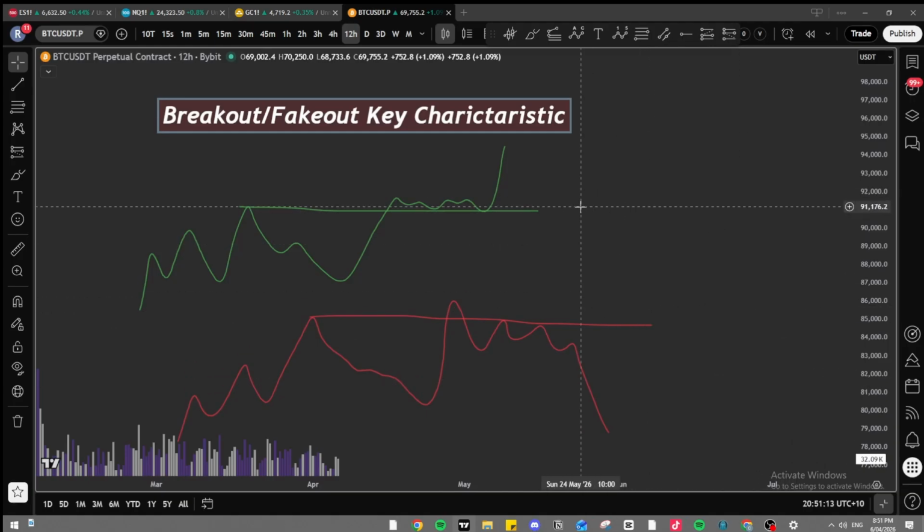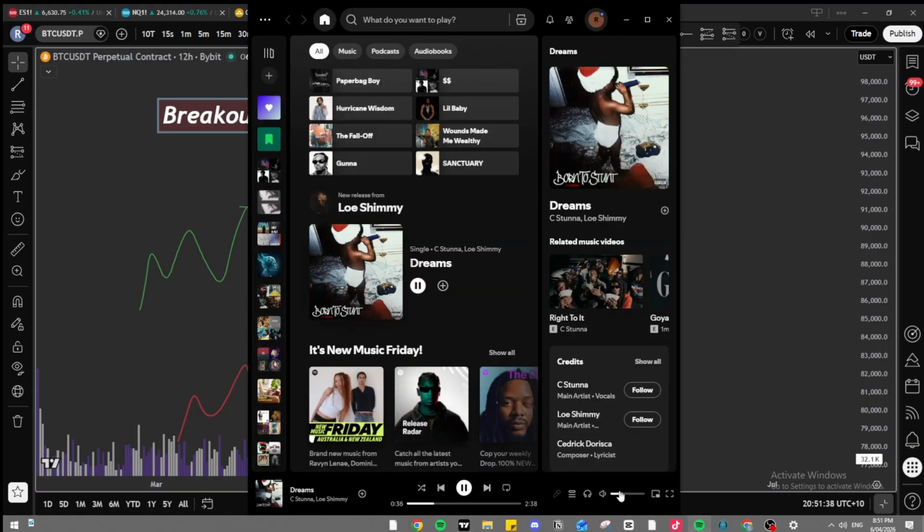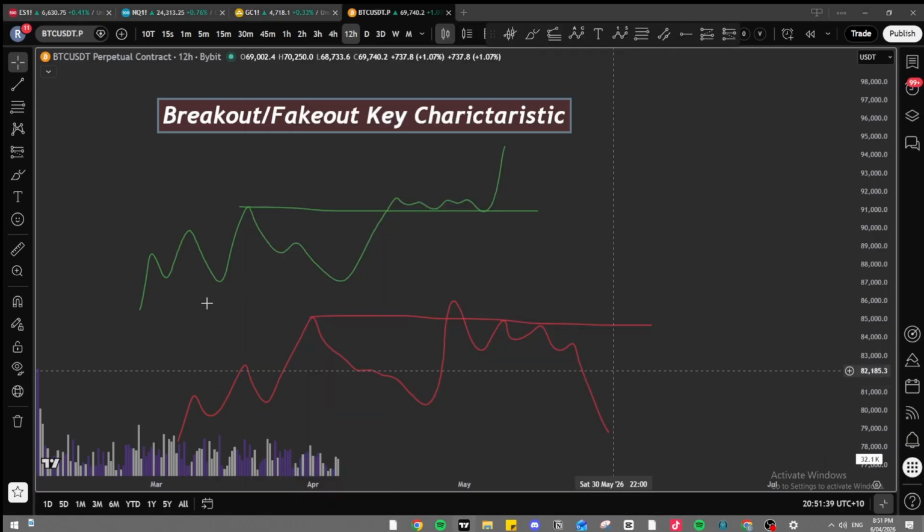Alright, today we're going to be discussing market structure in more detail, alright? And we're going to be going over breakouts versus fakeouts. We're going to go over the key characteristics that you see on the chart, typically when a breakout is occurring, as compared to when a fakeout is occurring, right? So the example I drew out on top is a breakout. And the example at the bottom is a fakeout.